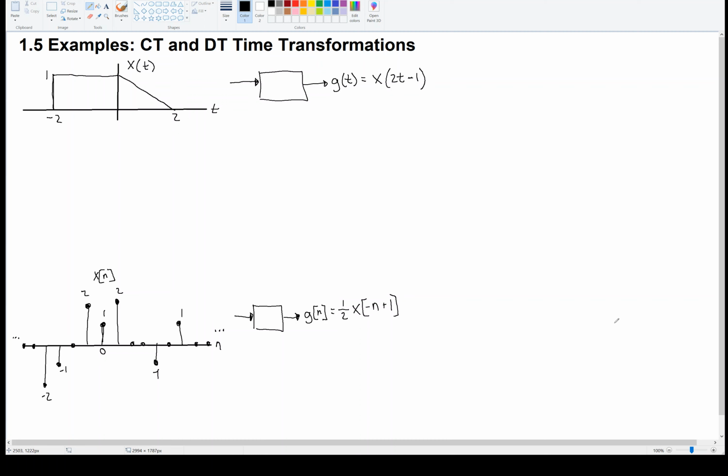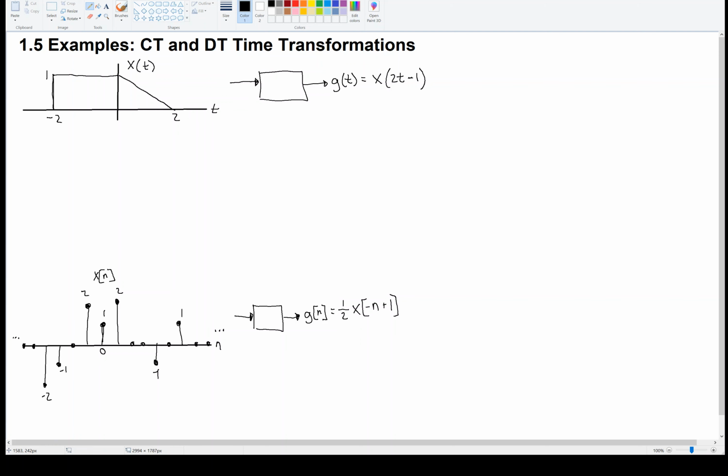Now, as an example, I've got two examples. Let's calculate the transformation of this continuous time signal with the transformation given by x of 2t minus 1. So there are a couple of different things going on there. There's a scaling of time by a factor of 2, and then there's a shift by 1 there.